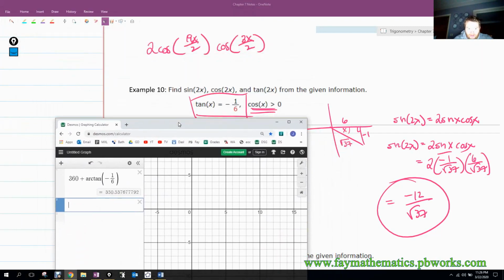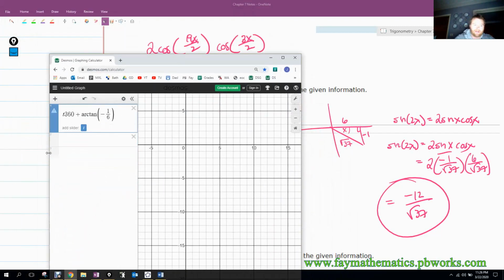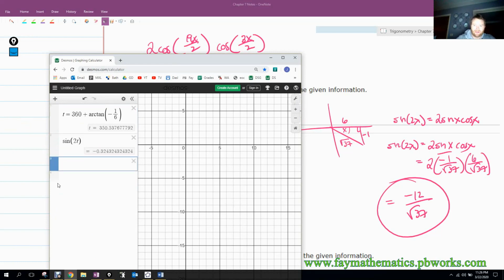So if I go, let's call that T. Then the sine of 2t should be that number right there. Well, is that negative 12 divided by the square root of 37? And it's not. So what do we do here?